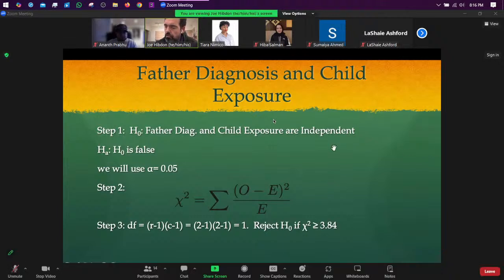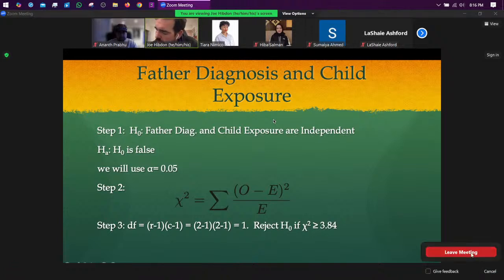And the alternative is that H naught is false, that they are independent.